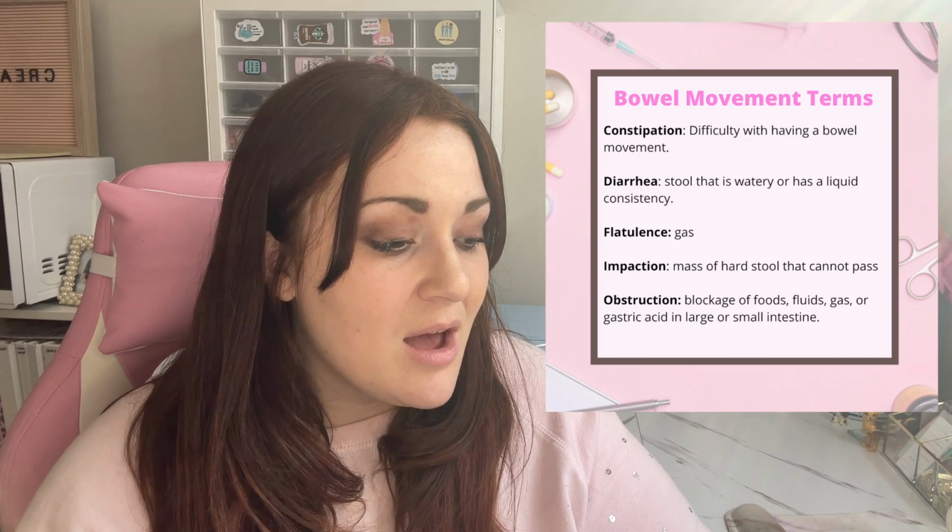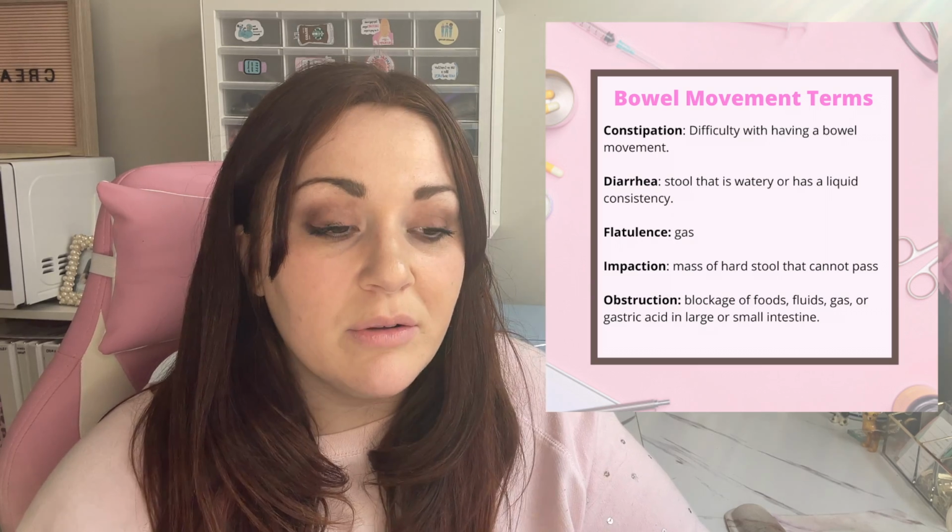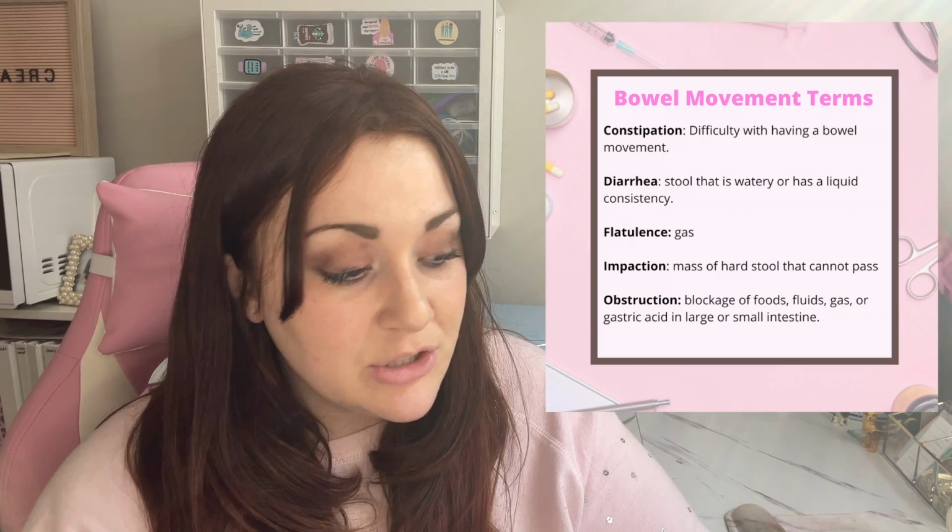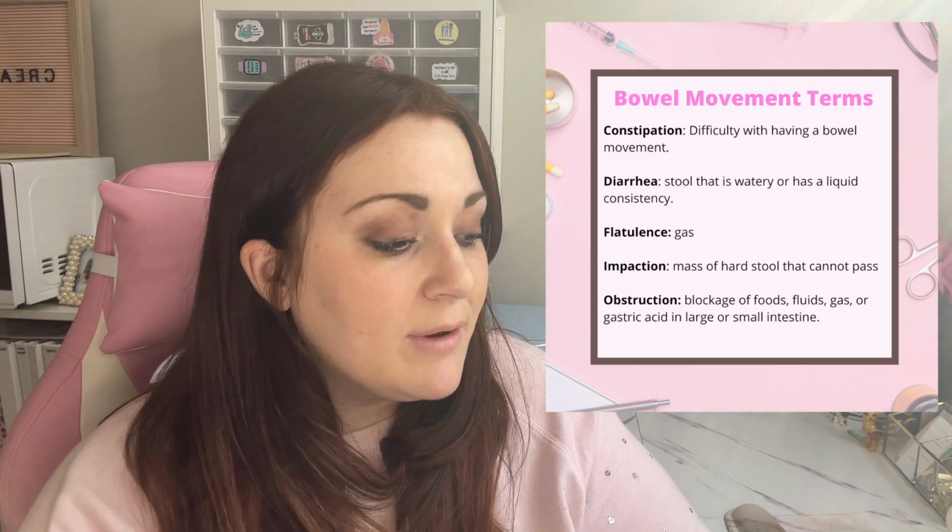Other key terms to know: again, diarrhea is a liquidy or loose stool. Flatulence, that is gas. Constipation is difficulty with bowel movements. Impaction is going to be that mass of hard stools that you cannot pass. Obstruction is a blockage of foods, fluids, gas, or gastric acid in the large or small intestine.